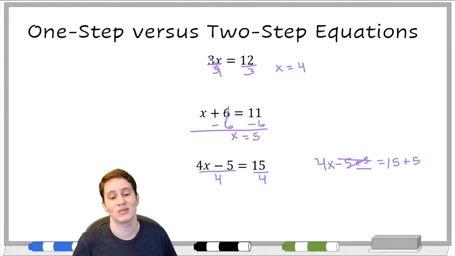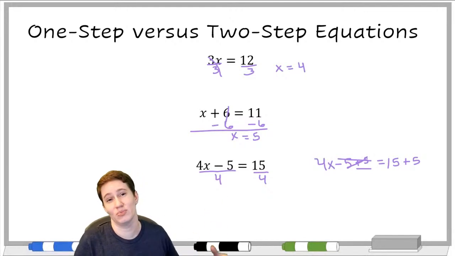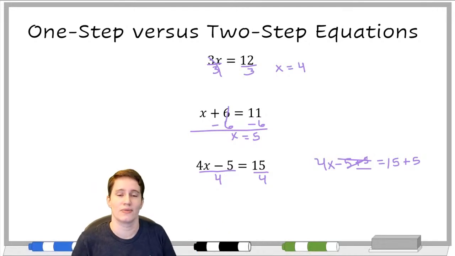If something is being added or subtracted next to x, we want to move that first and save the thing that's being multiplied or divided next to x for last. Again, think of it like that relationship is weightier. So having 4 times x, those two things stick closer together than the minus 5 does. So we're allowed to move the minus 5 first, and then we take care of the 4 after.